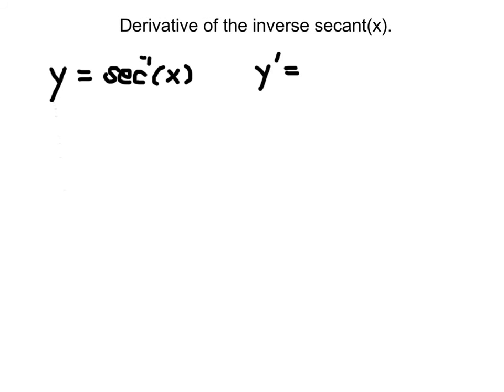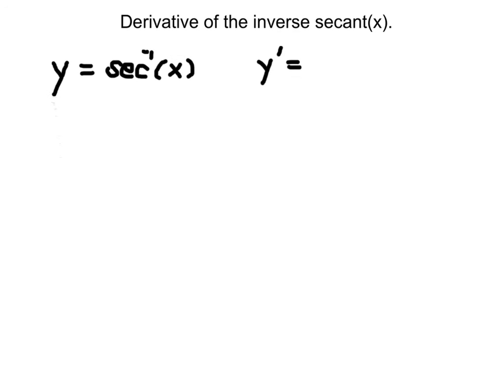So now we're going to derive the derivative of the inverse secant of x. So we're going to start with writing y is equal to the inverse secant of x. And what we're looking for is y prime. So what is y prime when our function is the inverse secant of x? And I need a little negative 1 there. There we go. Let's move this up. I want to make sure we have enough room for all this.